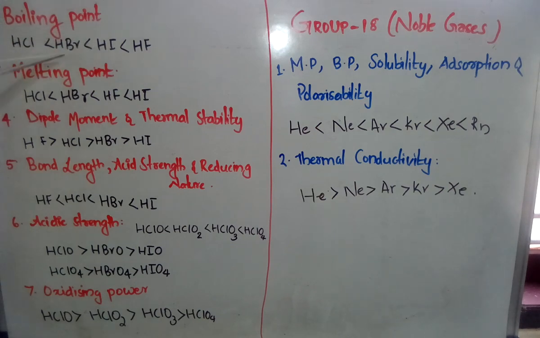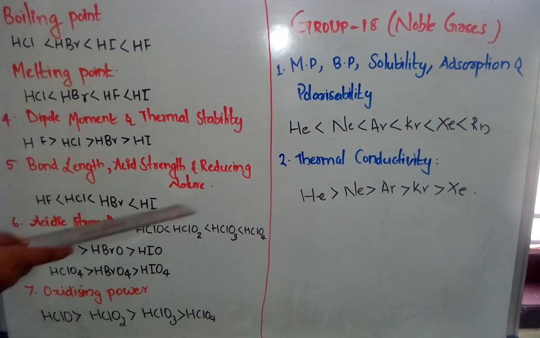In the boiling point, as in the usual cases, the first member, that is hydrogen fluoride, will be shifting its position to the last, and the remaining will remain the same. In melting point, again HF has a shift. The other order is the same itself. Then dipole moment and thermal stability is maximum for hydrogen fluoride and it is the least for hydrogen iodide.